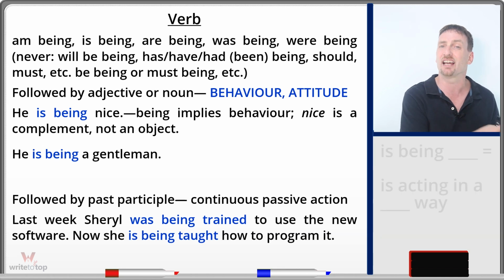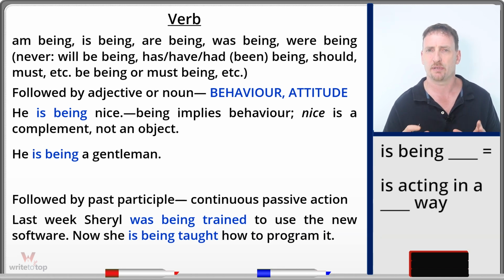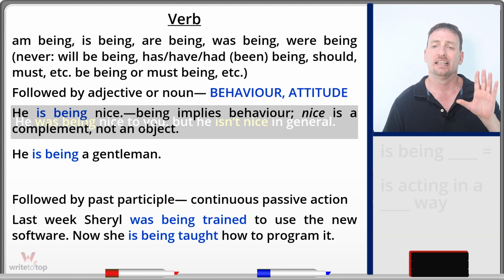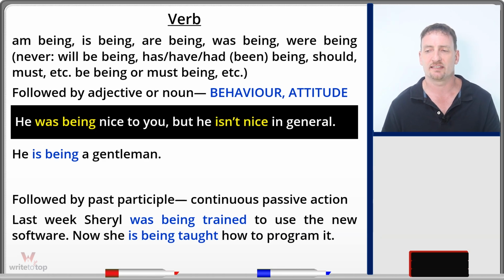He is acting like a gentleman. So if you're not sure about the verb being, use the verb acting instead, okay? Now, I'll show you what I mean. He was being nice to you, but he isn't nice in general. So first, let's talk about this.